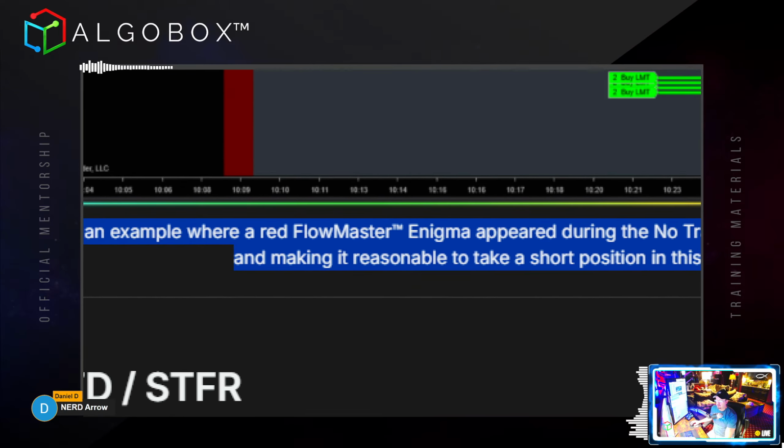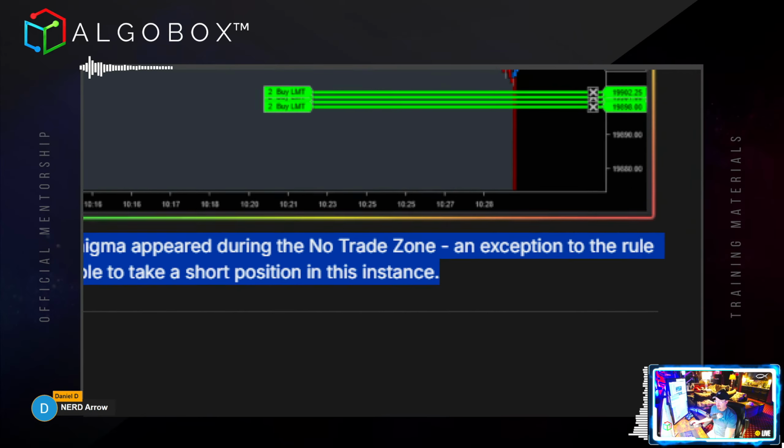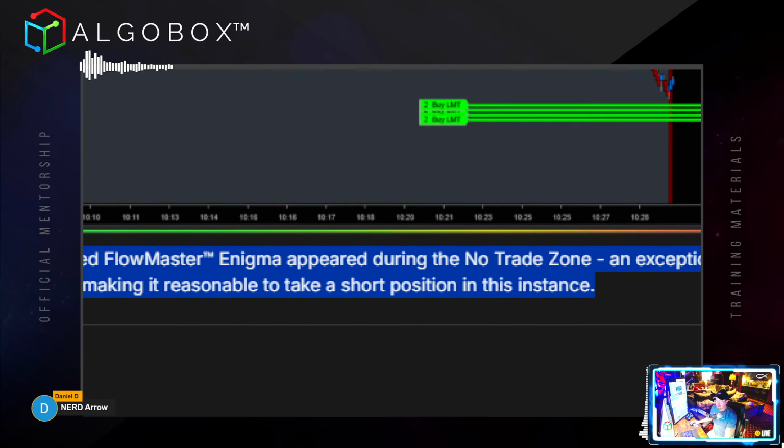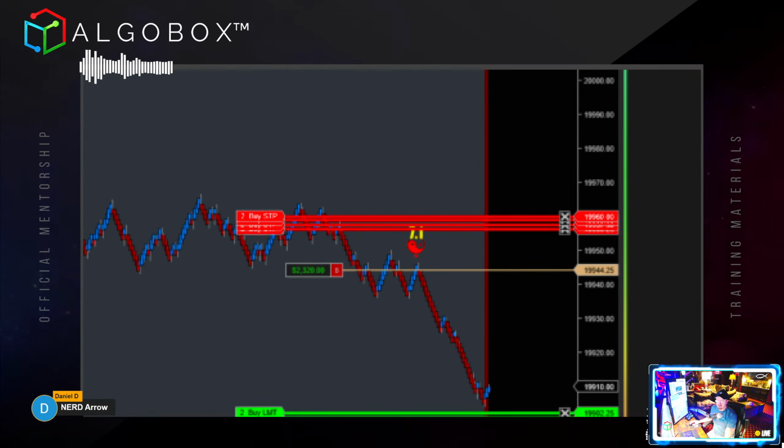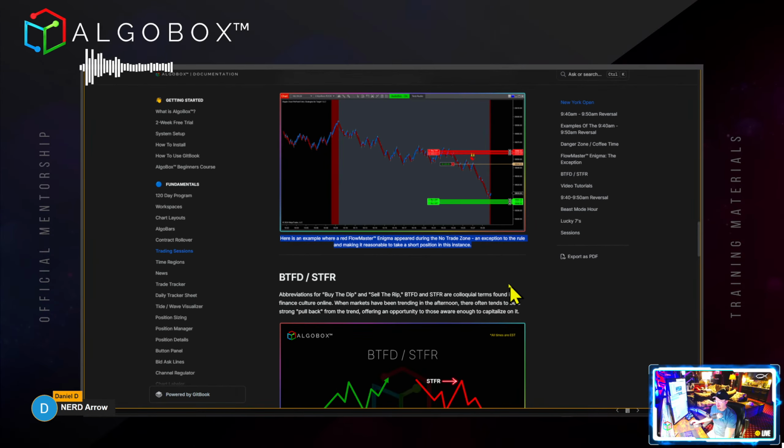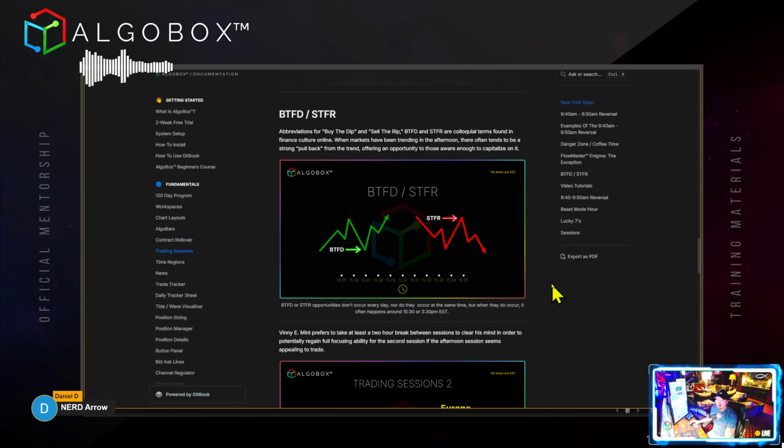Here's an example where a red Flowmaster Enigma appeared during the no trade zone, exception to the rule, making it reasonable to take a short position in this instance. So yeah, there she goes. Big play coming off of that one right there.